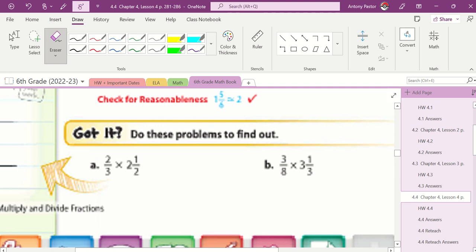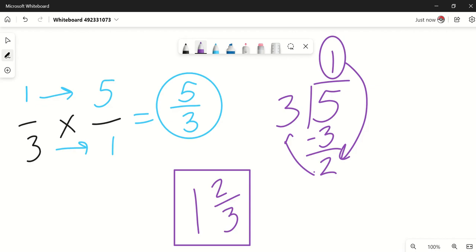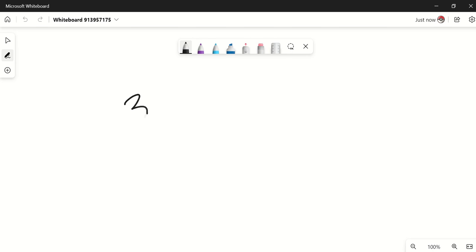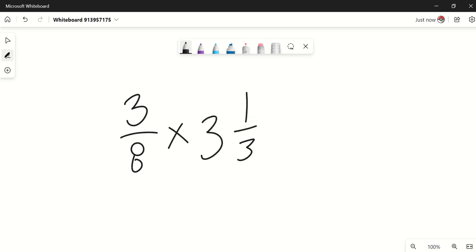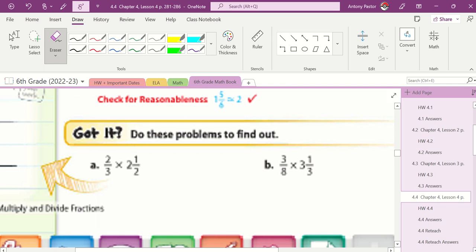Example B is 3/8 times 3 1/3. I'm going to double check to make sure I wrote it correctly. I did. And again, whole number times denominator, add to numerator. I have to convert this mixed number into an improper fraction. 3 times 3 will be 9, and I'm going to add the 9 to 1. So this will become 10 over 3. And I'm going to rewrite this over here, 10 over 3, because we want to keep the original denominator the same as it was.